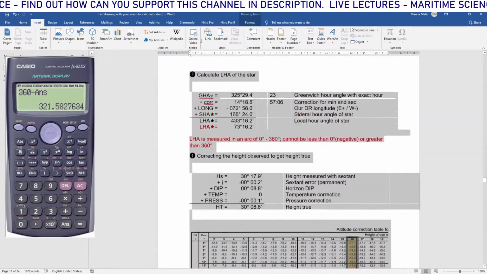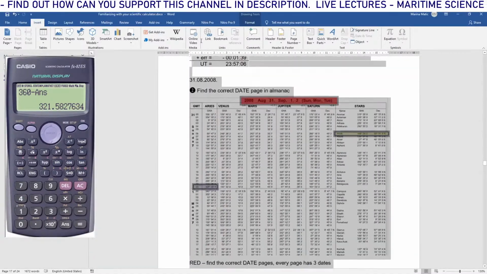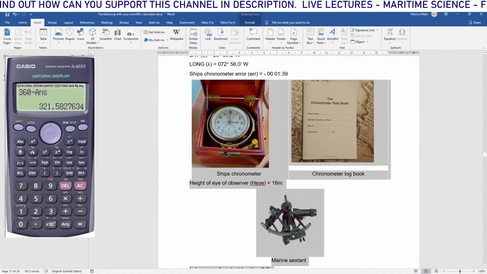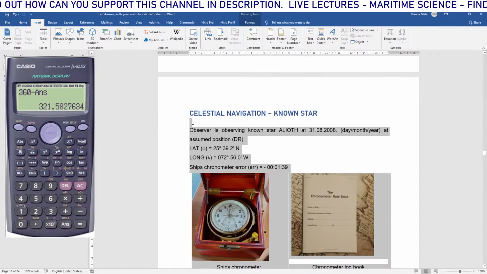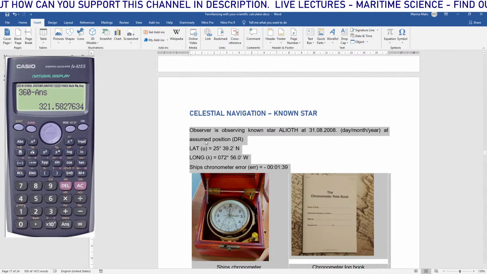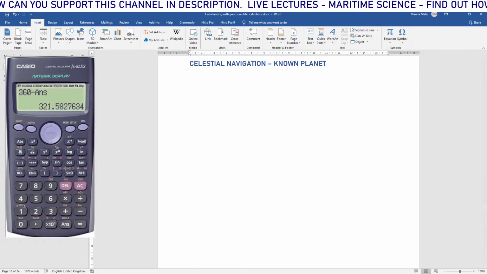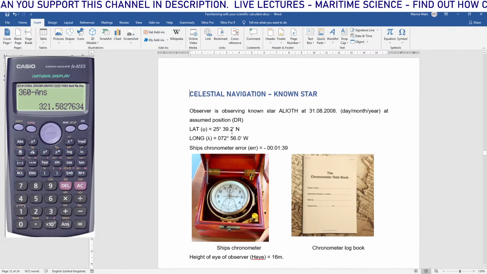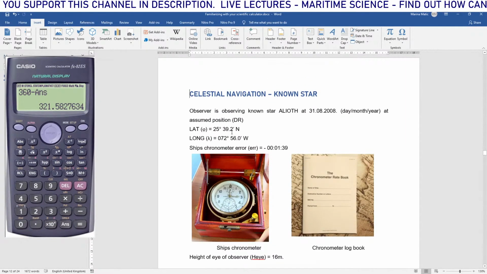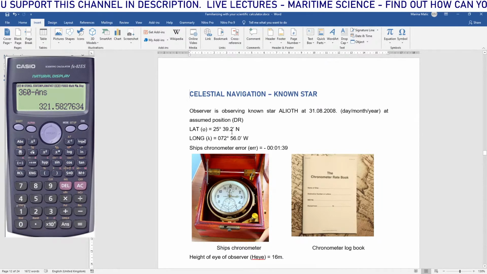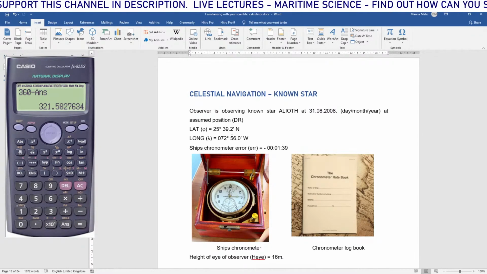So let's copy everything up to here. Copy. Okay. So this was the procedure for a known star. In case you have 2 stars, 3 stars, 10 stars, doesn't matter, you just repeat all the steps.